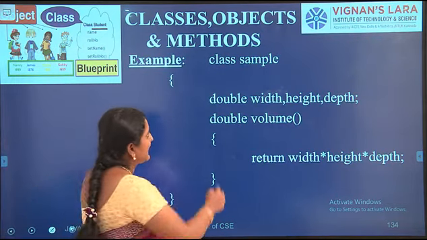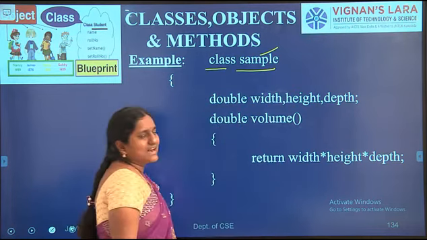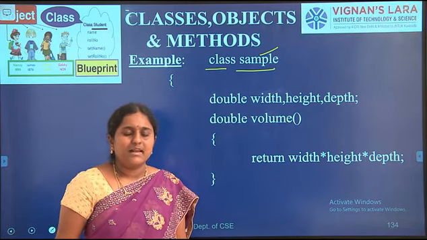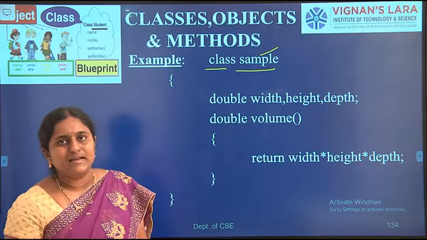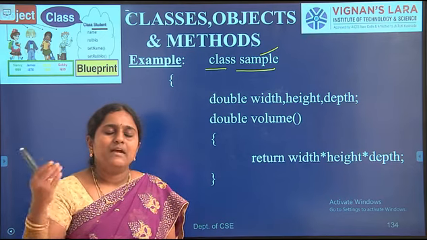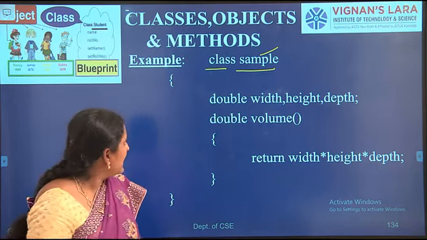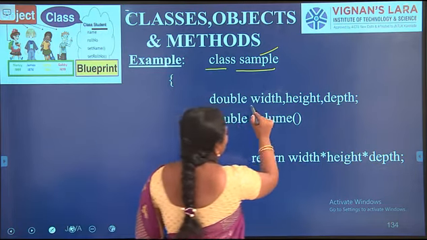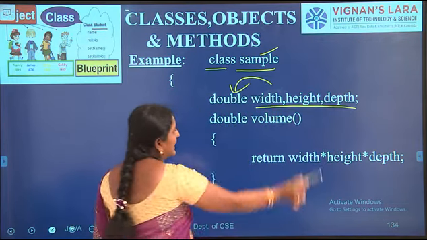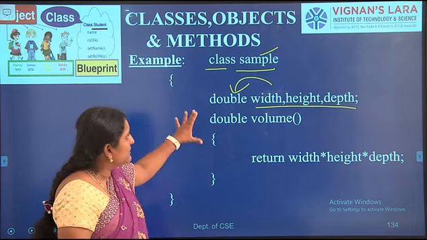Here the class definition starts with the class keyword followed by sample. Here sample is the class name. What does a class contain? Variables and methods. Variables are also known as data members, and methods are also known as member functions. Here I am declaring three variables: width, height, depth. These three are double data types. So the variable part is completed.